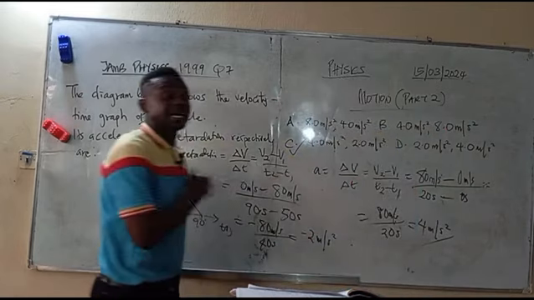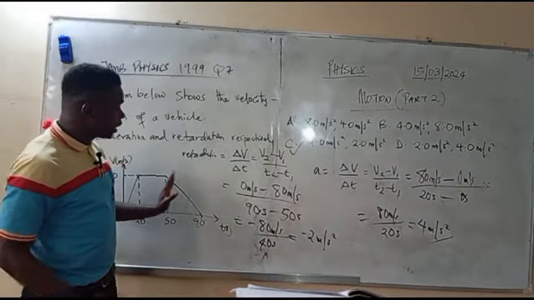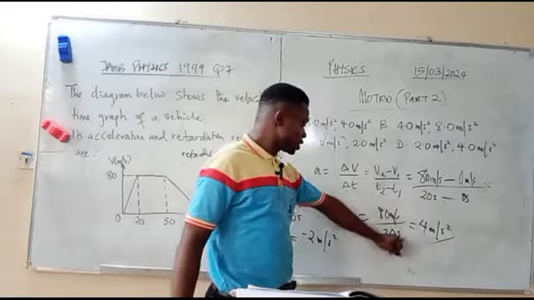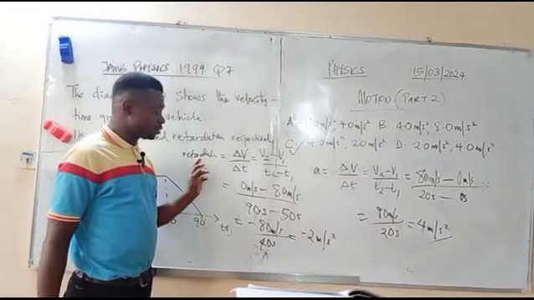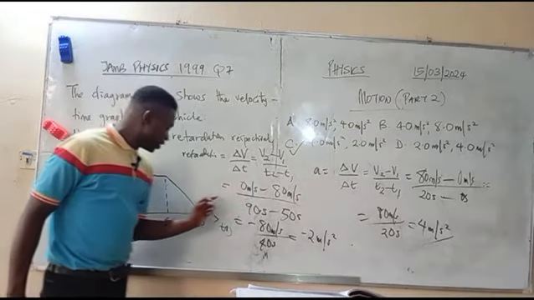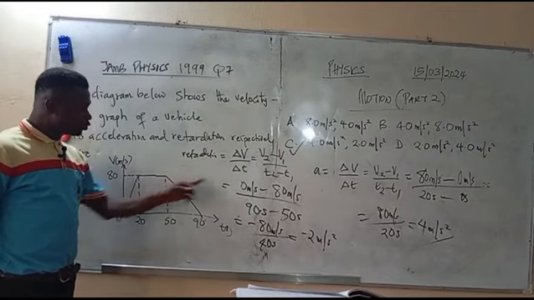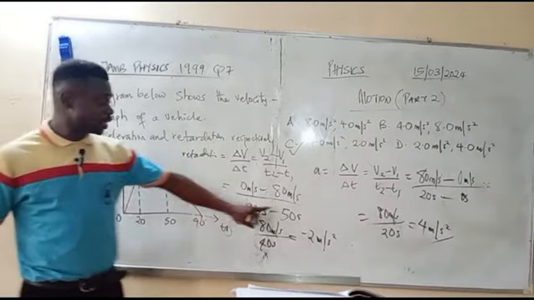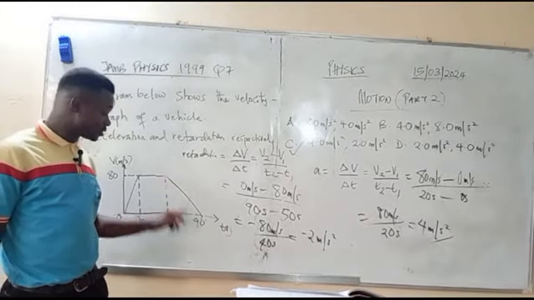Is there any confusion here? Here we solve for the acceleration, which is 4 meters per second squared. This one is for the retardation, or deceleration. The change in velocity is the same, but here V2 is now zero, because the vehicle has come to rest, while V1 is 80 meters per second, because it started retarding from 80 meters per second.